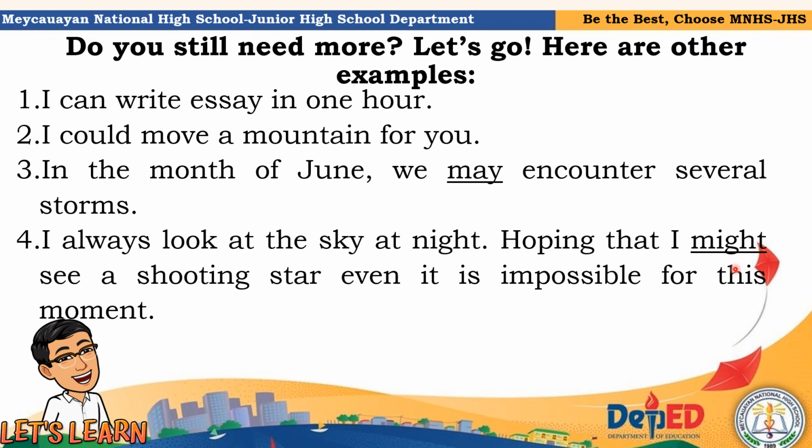hoping that I might see a shooting star even if it is impossible at this moment. As we all know, seeing a shooting star is a rare phenomenon, but there is a possibility in a lesser chance. So we have to use the modal might, not the modal may.